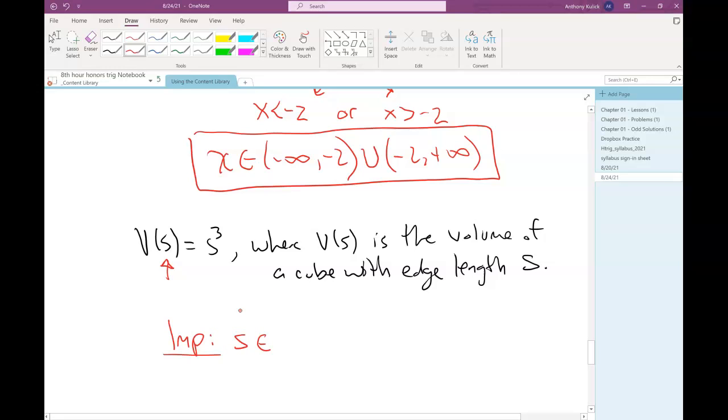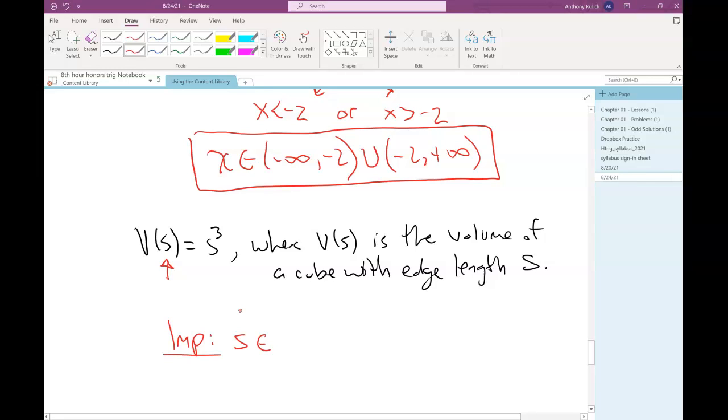And what quantity is the s representing in this? The edge length of a cube, right? So what are feasible edge lengths for a cube? Can that be any length? Has to be positive, right? Well, depending on how we want to define a cube, maybe we even want to say non-negative, right? Do you want to include something with 0 volume as a possibility? Depending on what your function is doing, that might be something worth having in.